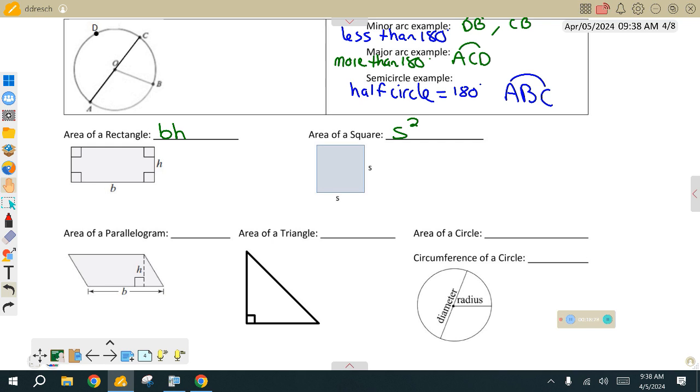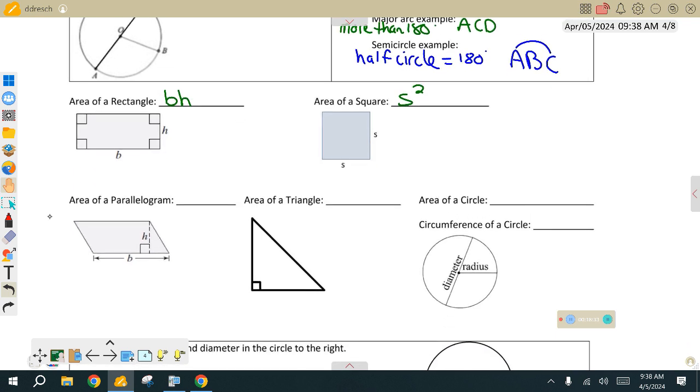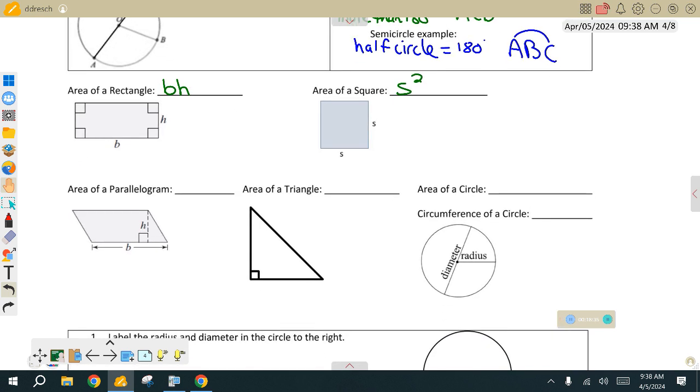Parallelogram, we've used it a couple times, not a ton, but remember, a parallelogram, it's like a rectangle. If we were to take that triangle, cut it, slide it over here, what have we just then created? So what's the area of a rectangle then? What's the area of a parallelogram then? It's the same, it's one and the same, okay?